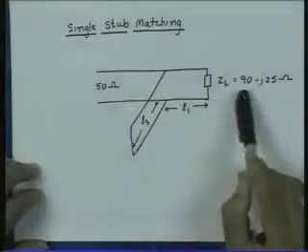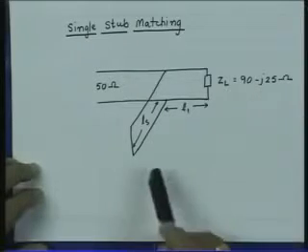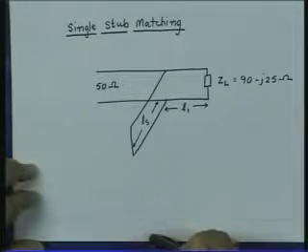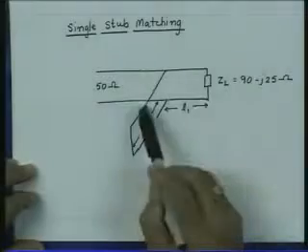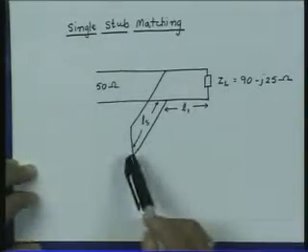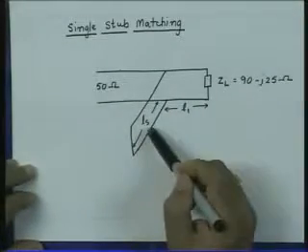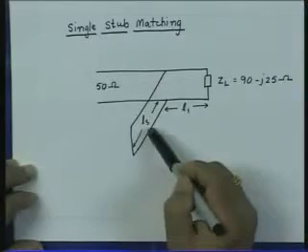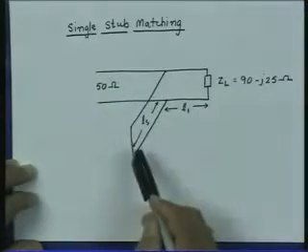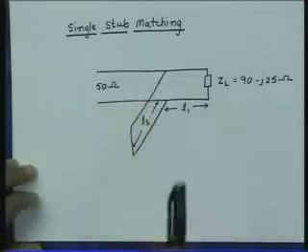Let us take now one problem for the single stub matching. Let us say we are given an impedance of 90 minus j25 ohms. Now, as we know that in the single stub matching, the lines which are used for the matching purposes, the main line and the stub, they both have the same characteristic impedance, 50 ohms.